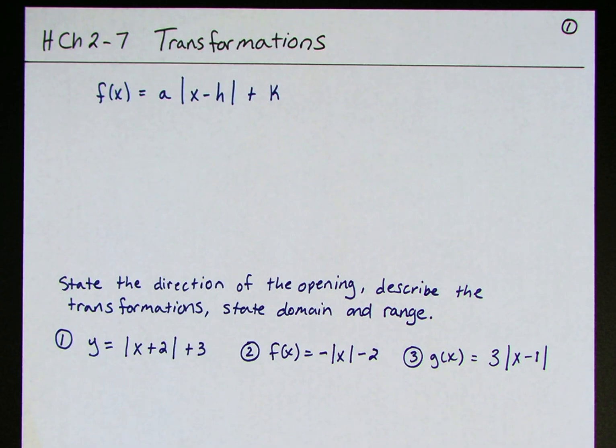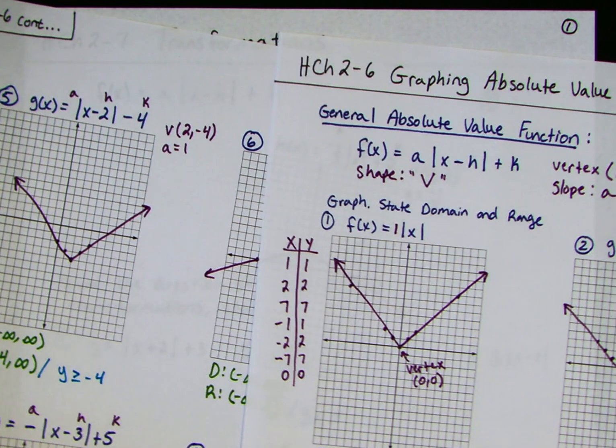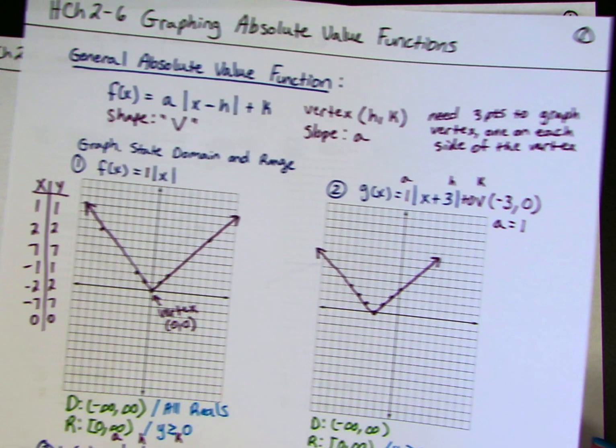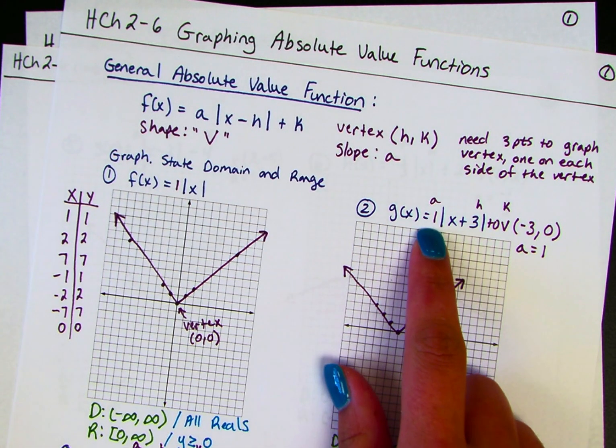So section 2-7, transformations. We are going to be talking about our general equation again for absolute value and being able to describe where our vertex is going to move from the origin and then what the slope is going to make it do to the graph. That includes which way it opens and if it's going to be a little bit skinnier or a little bit wider.